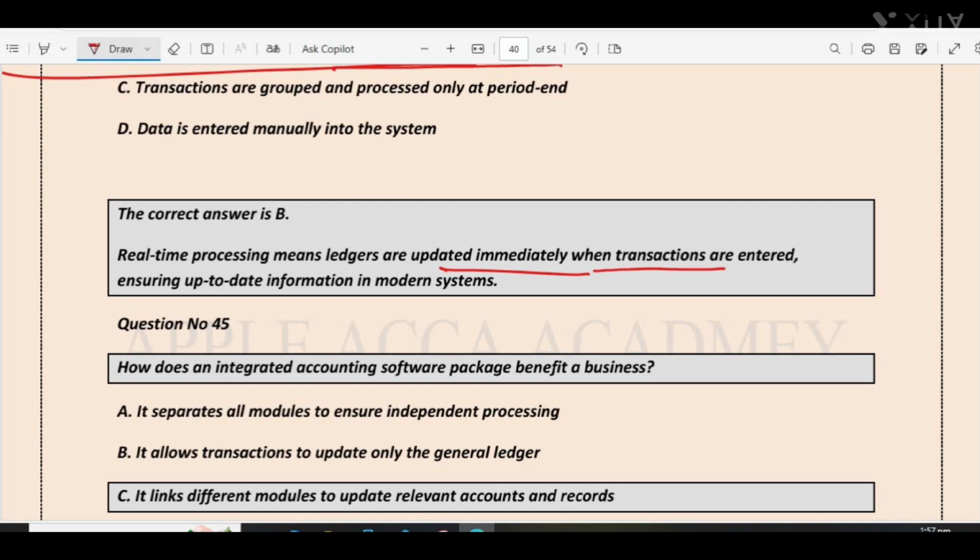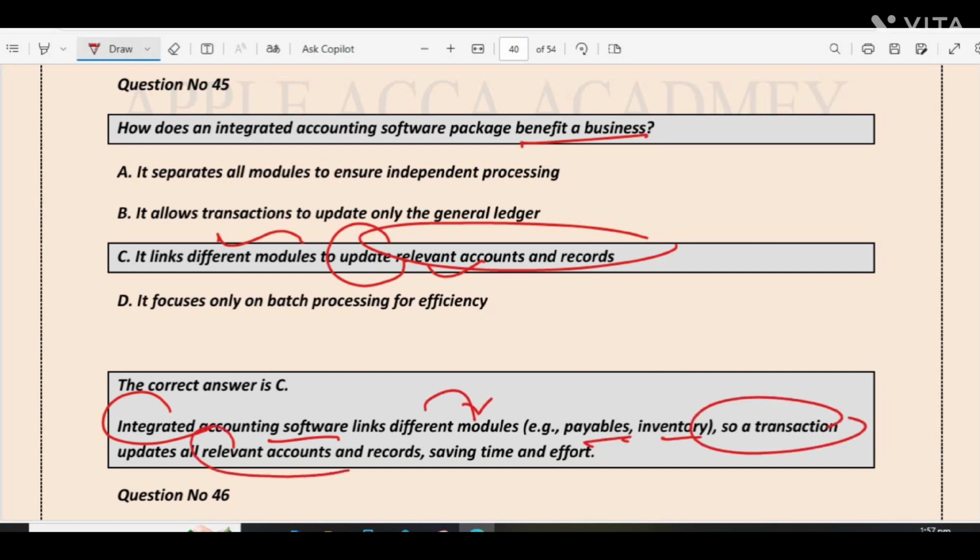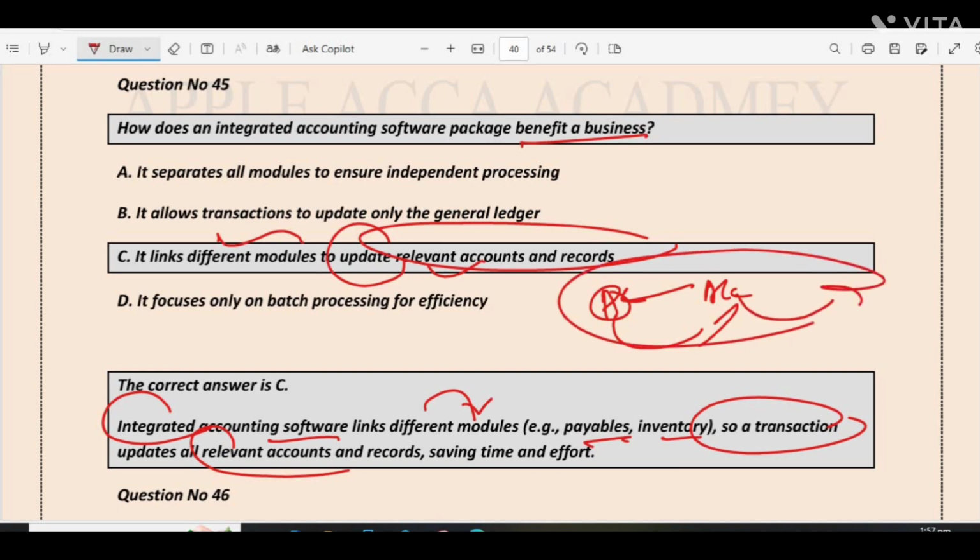Let's move on to 45, and this MCQ is related to how integrated accounting software benefits a business. So it links different modules to update relevant accounts and records. Integrated means that they are just linking the different modules, payable, inventory, so a transaction updates all the accounting. So when the transaction happens here, then the other accounts that are related to this one should also be updated, and that is called integrated accounting software. Clear? Great.